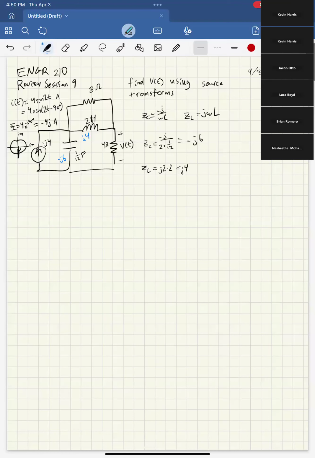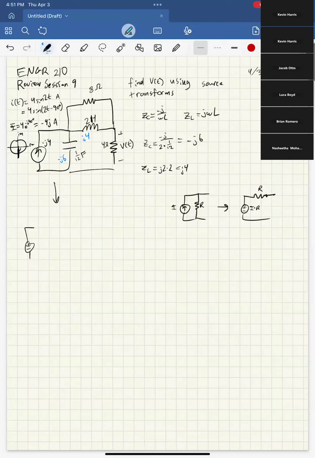And we might as well just do it immediately. Hopefully you all remember basic source transformation. You take your current source with a resistor and you can convert it to a voltage source with the same resistor, where the voltage is I times R. Cool. So if we do that here, we end up with a circuit that looks like this.